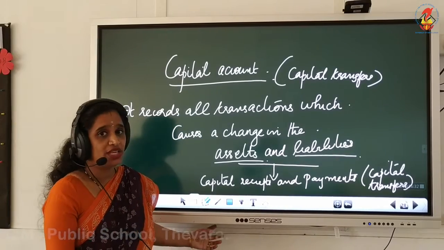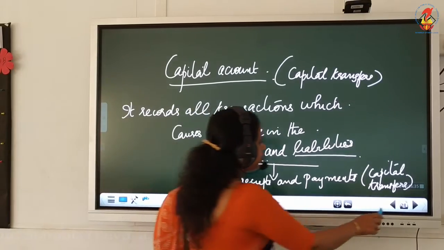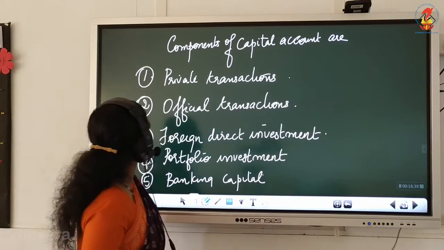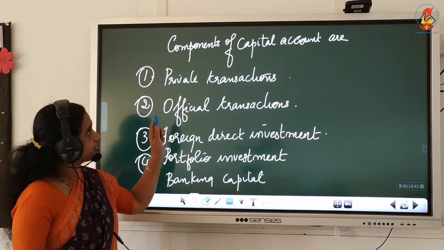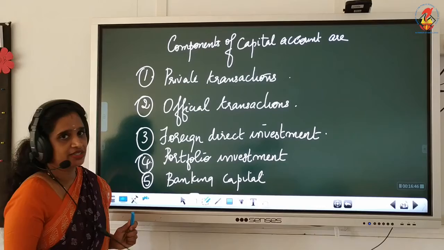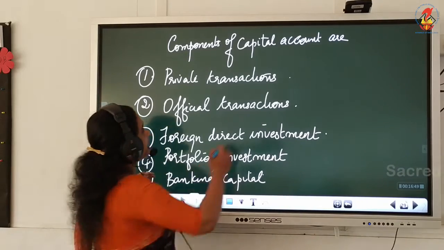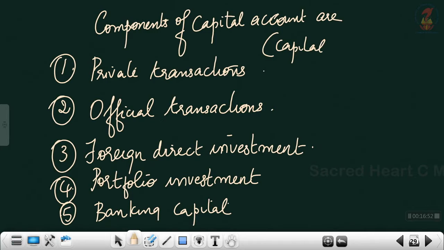Now, we will move on to the components of capital account. The components of capital account are divided into 5 items. The 5 items are under this capital account, under this capital transfer. Capital transfer mainly deals with the capital account. Capital account mainly deals with the capital transfer. It has 5 main items. They are private transactions. Second one, official transactions. Third one, foreign direct investment. Fourth one, portfolio investment. And the fifth one is banking capital.